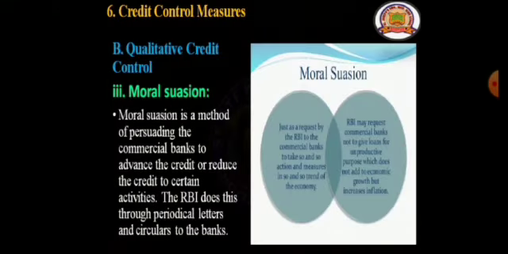The next important topic is moral suasion. Moral suasion is a method adopted by the Reserve Bank of India to convince the commercial banks to advance credit or to reduce credit to certain activities. The Reserve Bank of India does this by way of circulars to the banks, or by periodical letters. Why does the RBI do this? This is done by the RBI for the purpose of controlling inflation.